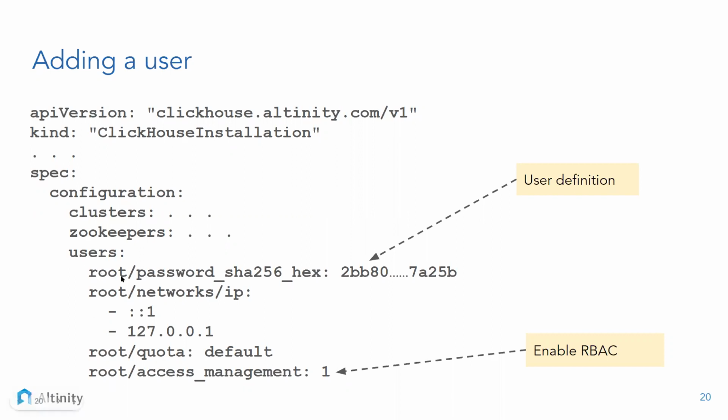If you wanted to add a user called root to your clusters and have it enable access management, which means it can run SQL RBAC commands, this is how you would do it. So there's your hashed password. It's basically the stuff you have in your XML file just expressed as YAML.